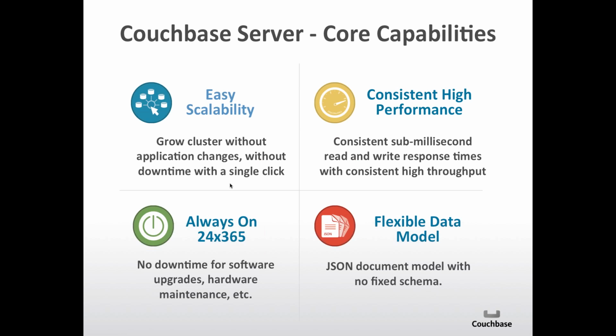Different document databases use different models. There are some that use XML. MongoDB, for example, uses BSON, which is a binary JSON. And Couchbase uses JSON, and we compress it when we store it to disk.